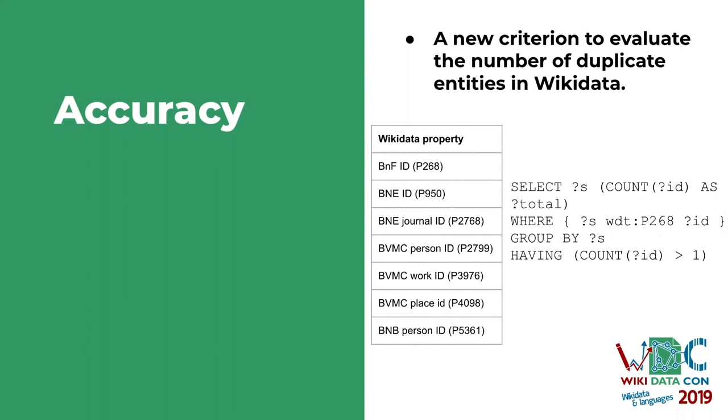We also found that we could define new criteria, for example, a new one to evaluate the number of duplicates in Wikidata. We use those properties, and this is an example of a SPARQL query in order to count the number of duplicates per property.